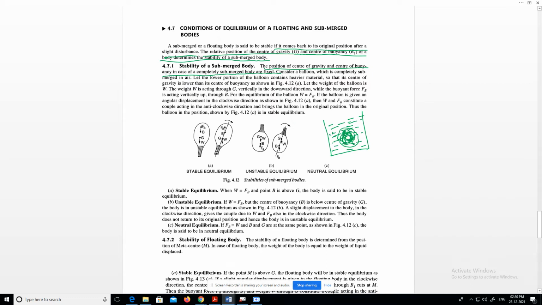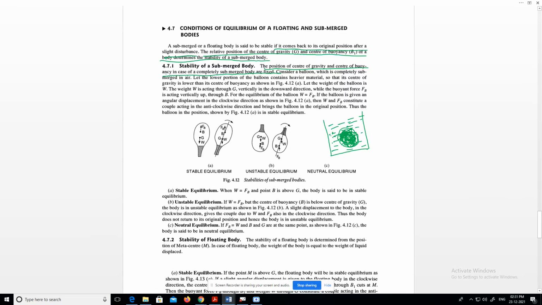Some wooden block. It's not a wooden block, it's an iron piece. Take the example of an iron piece. It is completely submerged in water. In this case, the center of buoyancy and the center of gravity remain in the same position, or it is a fixed one. In the case of a partially submerged body or floating body, the center of buoyancy and the center of gravity of the body remain in different positions.